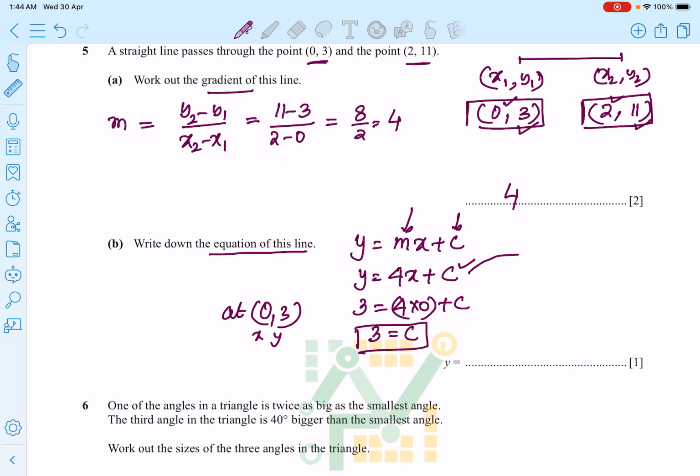Then what will the answer be? So y equals 4x plus 3 will be your equation of straight line. So this is y equals 4x plus 3. Got it? Yes. Okay, next question.